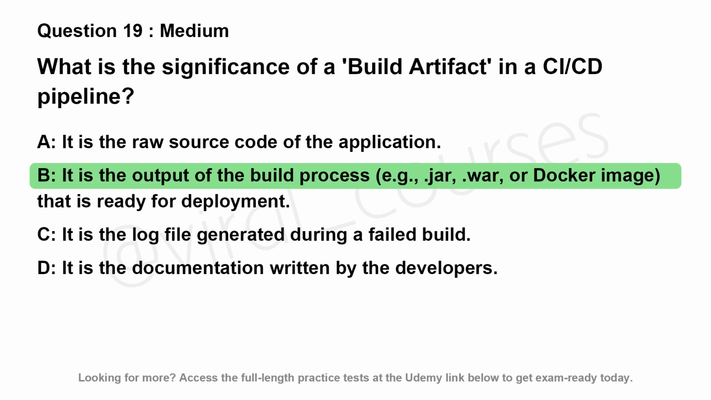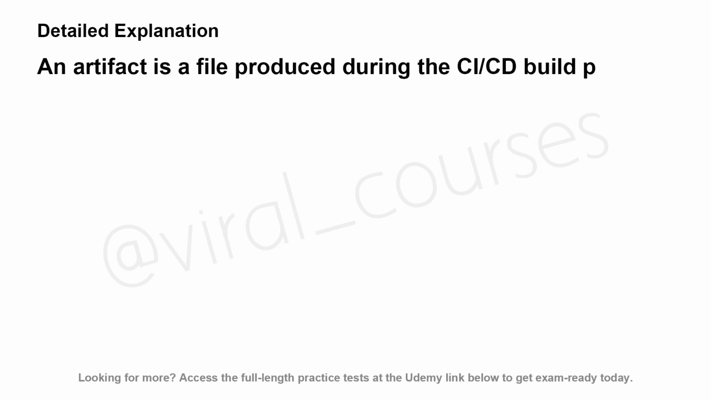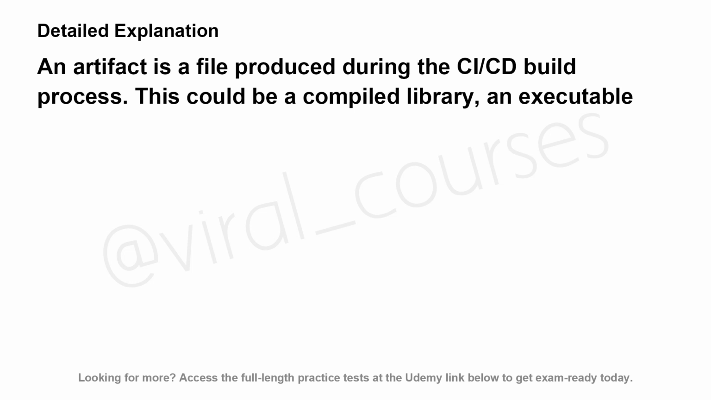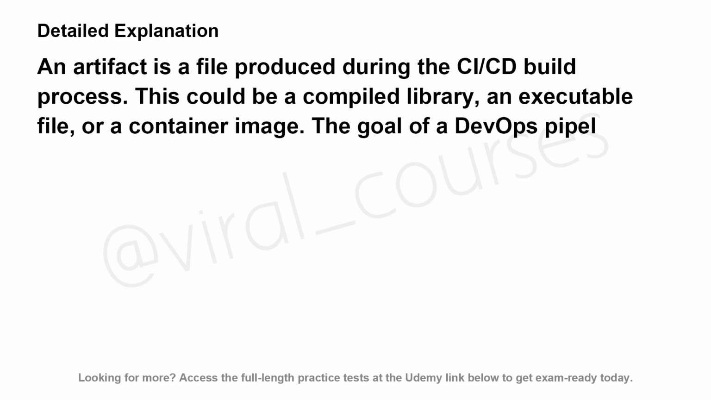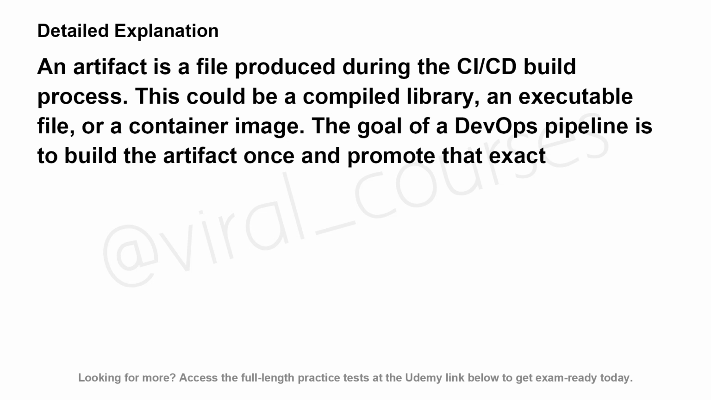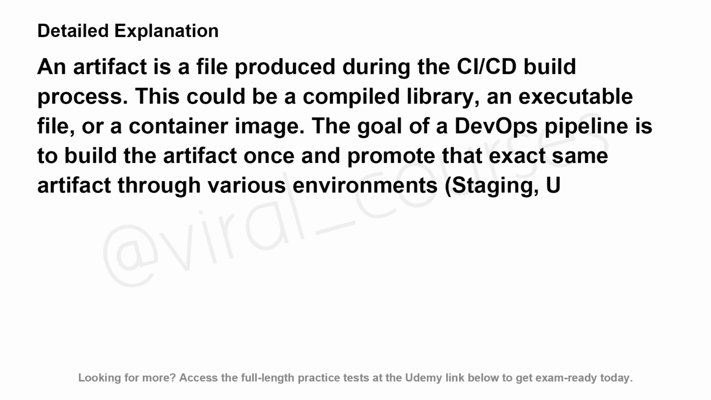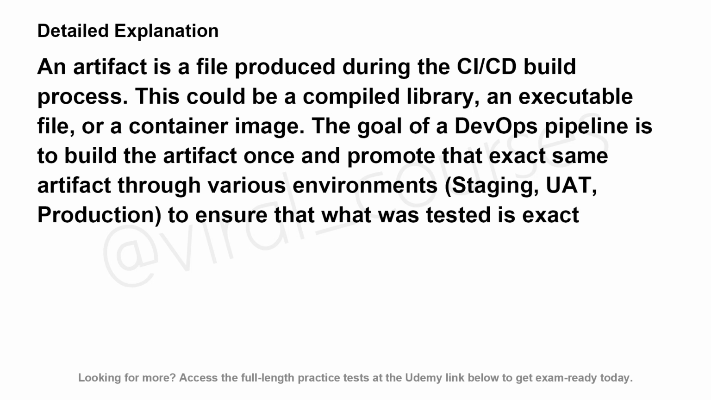The correct answer is B. An artifact is a file produced during the CI/CD build process. This could be a compiled library, an executable file, or a container image. The goal of a DevOps pipeline is to build the artifact once and promote that exact same artifact through various environments, staging, UAT, production, to ensure that what was tested is exactly what is deployed.